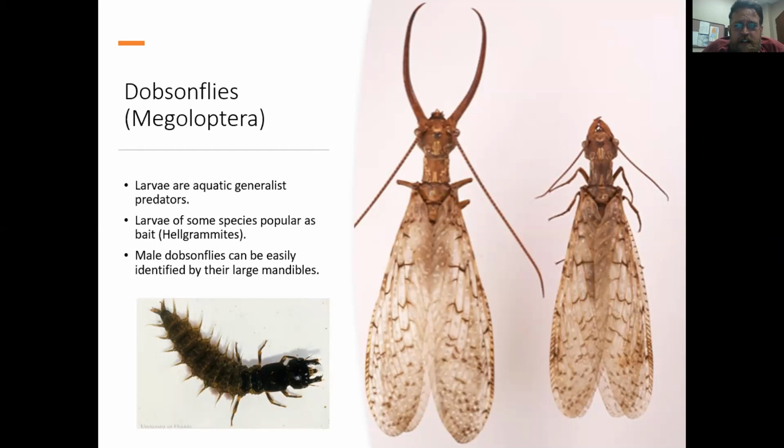I've tried to find an origin to that name, and I've not come up with it. But they are very commonly used in fishing, and you can actually see some trout lures and things like that that are kind of modeled after these Dobson flies.